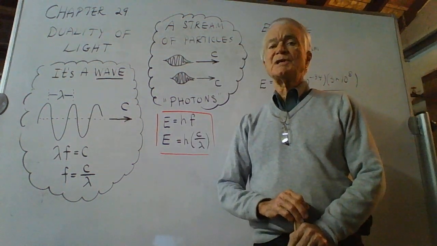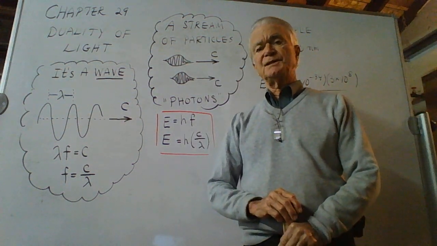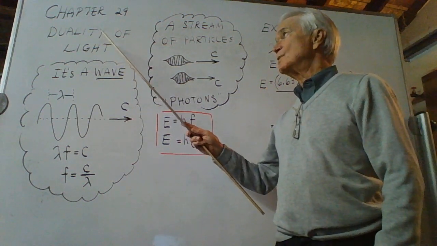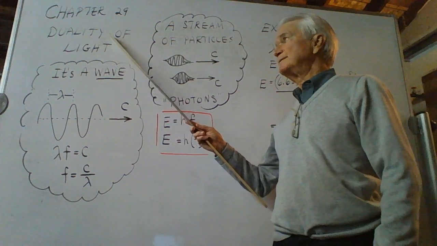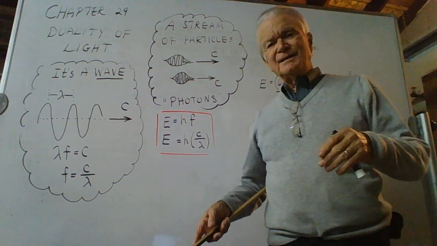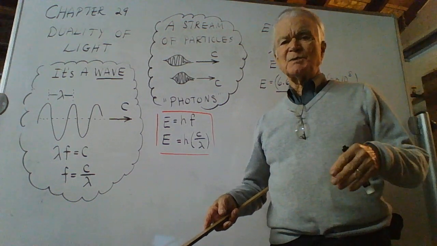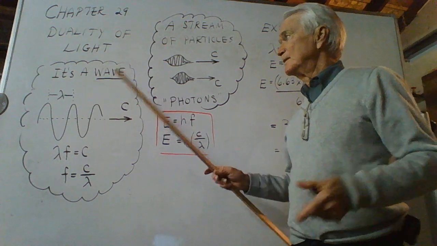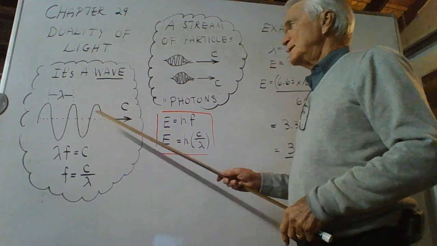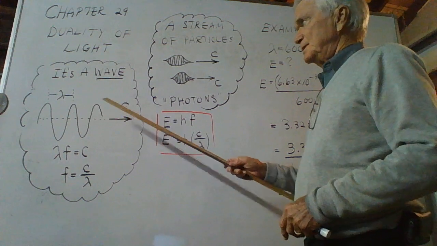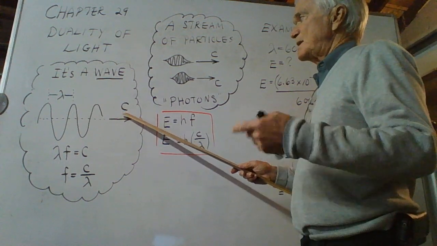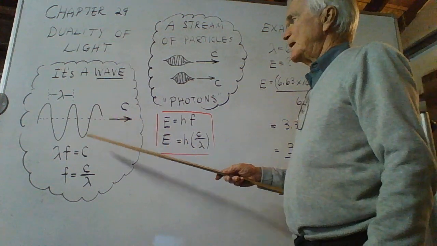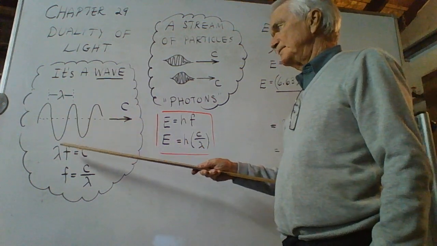All right, we're starting chapter 29 in this lecture. It deals with a number of things, one of which is the so-called duality of light. Light is, on occasion, somewhat schizophrenic. Sometimes it acts like a wave, which has a wavelength and a speed. In this case, the speed is the speed of light, so-called, abbreviated or symbolized as c. And it has a frequency.